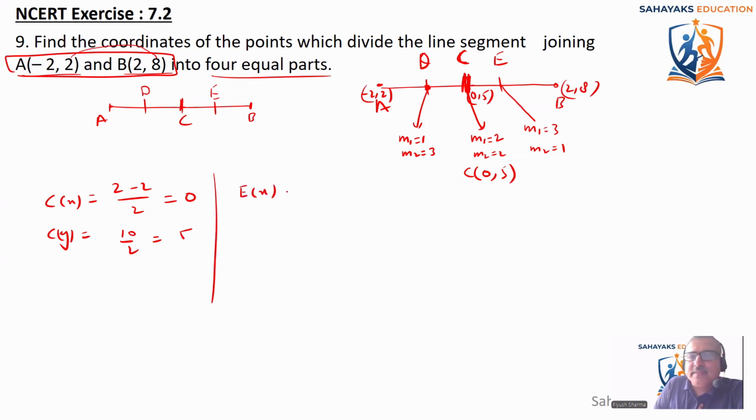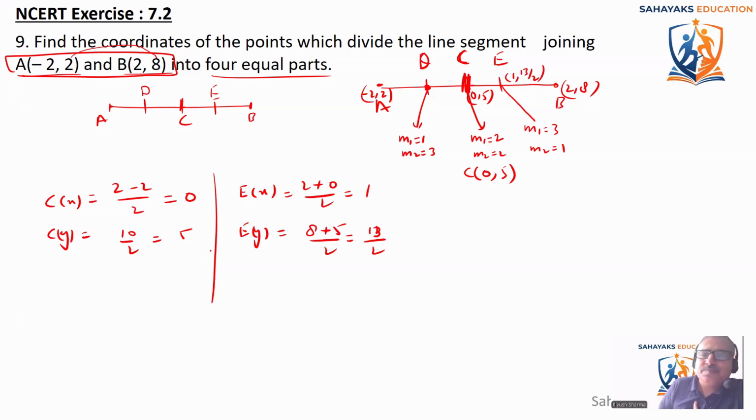What is Ex? Ex is equal to (2 plus 0) by 2, which comes out to be 1. So this point comes as 1, comma. And what is Ey? Ey is (8 plus 5) divided by 2. So 8 plus 5 is 13, and 13 divided by 2. So this comes as 13 divided by 2.